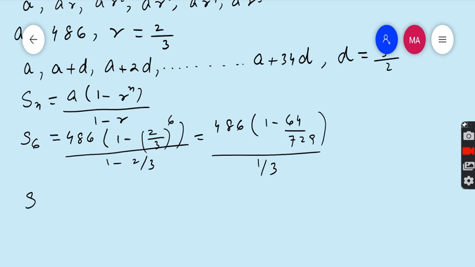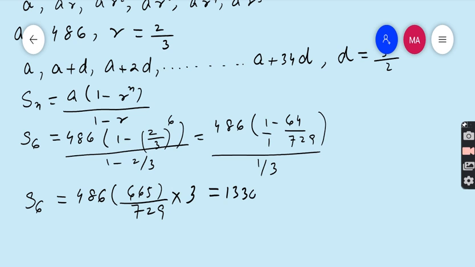So S6 is equal to 486. Take the LCM, 729. 1s are 729 minus 64. 729 minus 64 is 665 upon 729. And this 1 upon 3 should be reciprocal, that is 3 upon 1. After solving the whole terms with the help of a scientific calculator, we will get 1330.